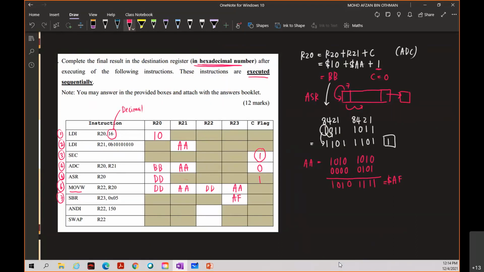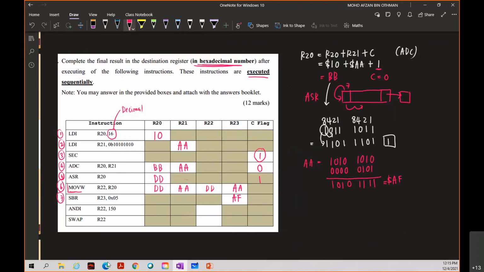Okay, any question up until here? Yes, doctor. How or why did you copy R21 to R23? It's not stated in the instruction.